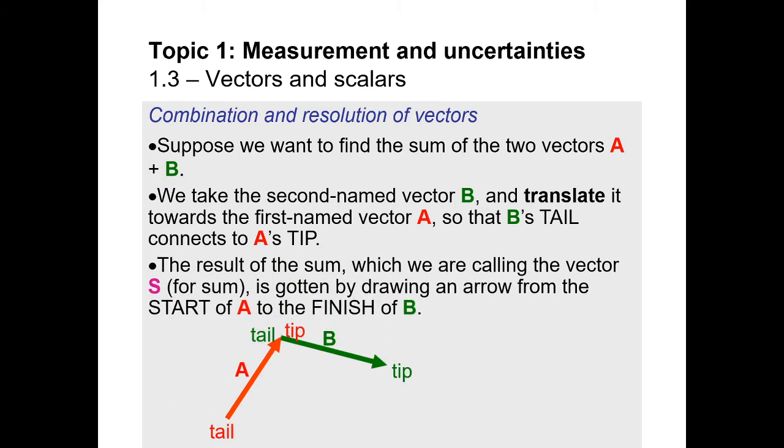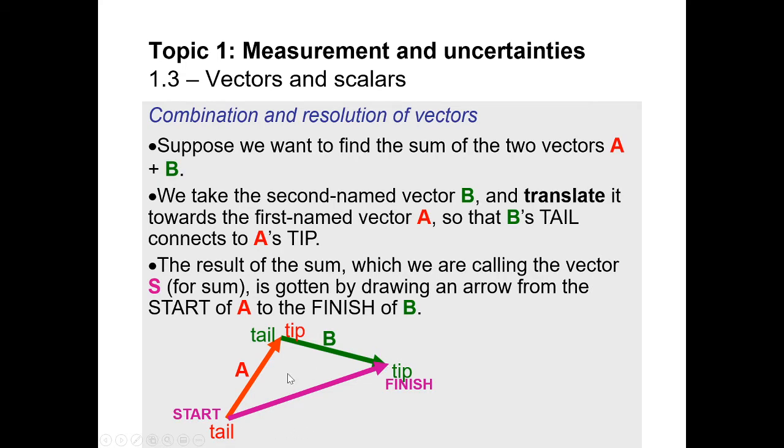Now the sum, adding the two vectors: remember you have a start and you have a finish point. The sum is simply where you originally started to where you finished. So the tail of the first vector to the tip of the final vector. That is the sum. And again, we saw that with the displacement on the sheet of paper.